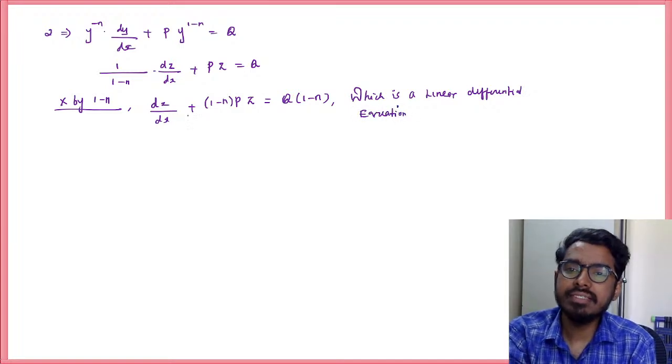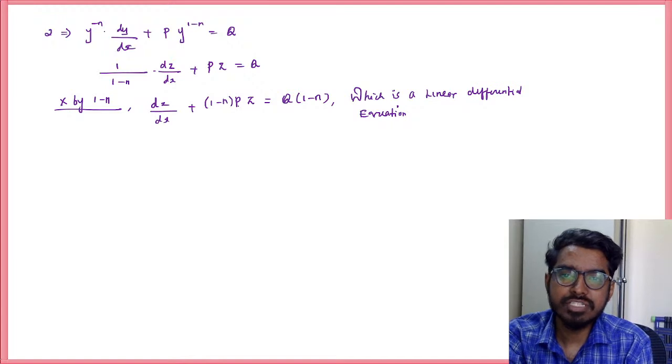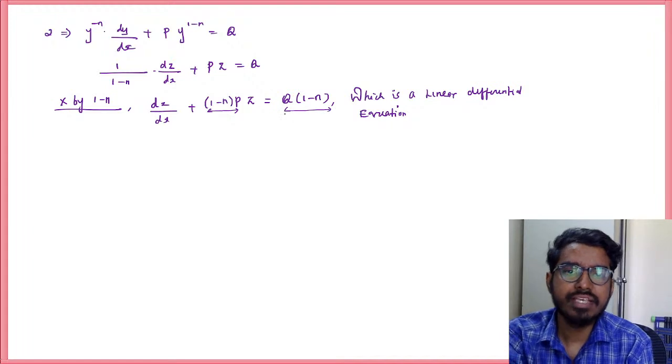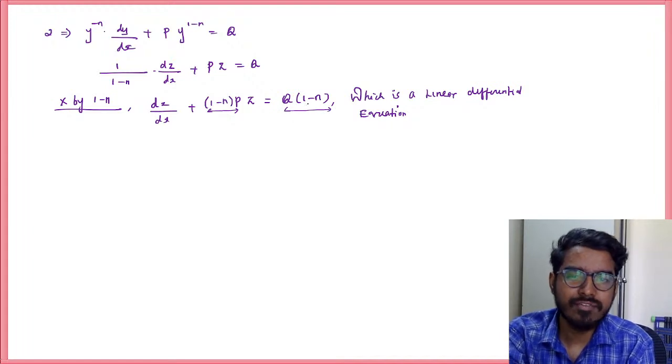So you can see dz by dx. Remember, this p is a function of x, and this is a number. So this is a function of x, and again this is also a function of x. Q is already a function of x, and you just multiply a number with q, no problem. It is a linear differential equation.